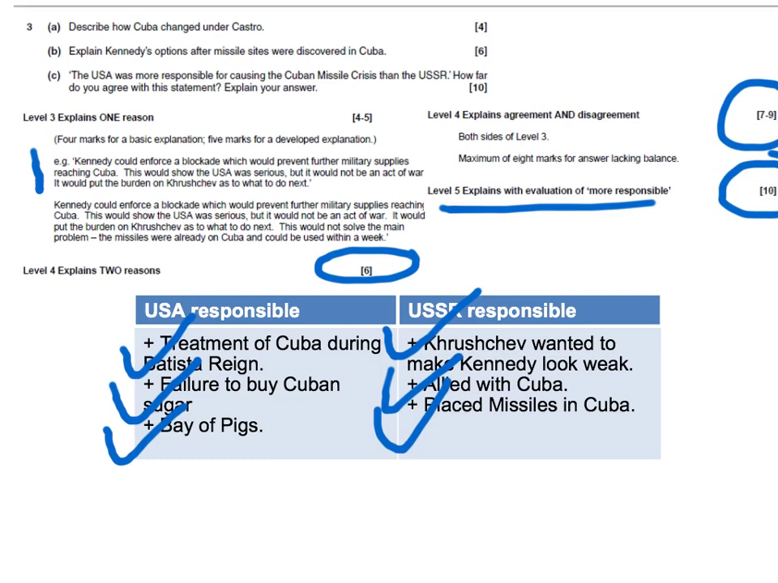Now, the simple answer to this question, I think, is the USSR was more responsible because they put the missiles on Cuba. However, you should be thinking as well about what America did to make Cuba feel that they could look abroad and then accept these kinds of missiles from the Russians. So my gut would say, first of all, in the short term, obviously Russia is responsible, but in the longer term, maybe America was responsible for creating the situation where this could have happened.